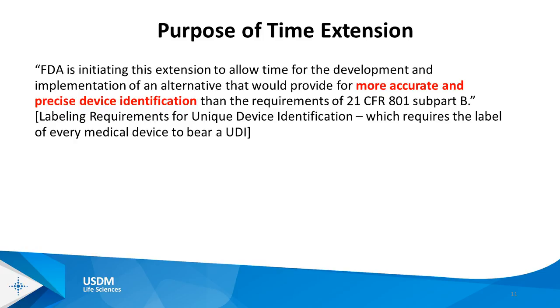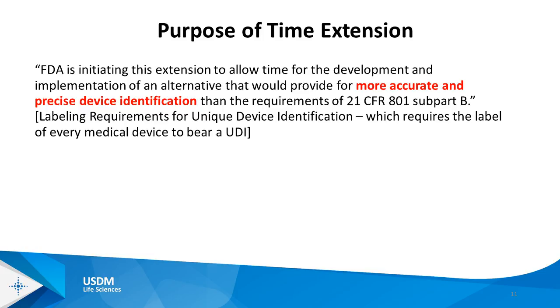It was really allowed to provide a way for manufacturers who wanted to do things in a way that provided better identification or more accurate identification. So in the time extension letter, FDA said the purpose of this time extension is to allow for a method to be developed that is more accurate and precise than the method that is already described, which is a label method.